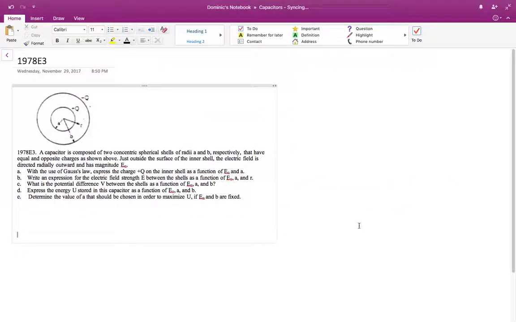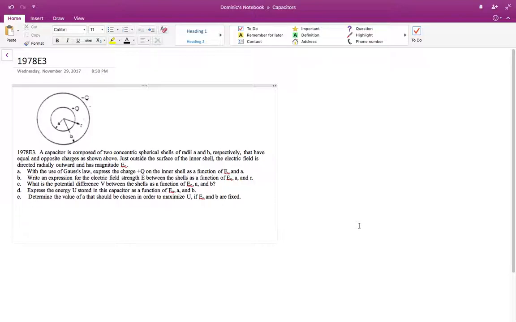Okay, so we have another capacitor problem where we have spherical shells. It says a capacitor is composed of two concentric spherical shells of radii A and B respectively. They have equal and opposite charges as shown above. So the inside shell has positive Q, outside shell has negative Q.